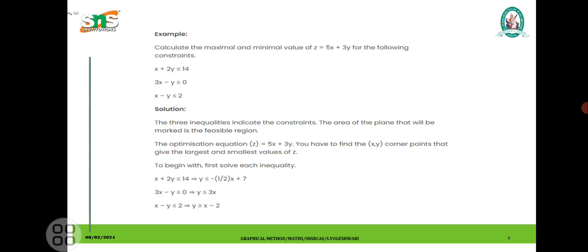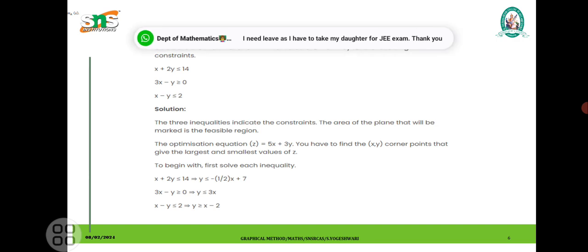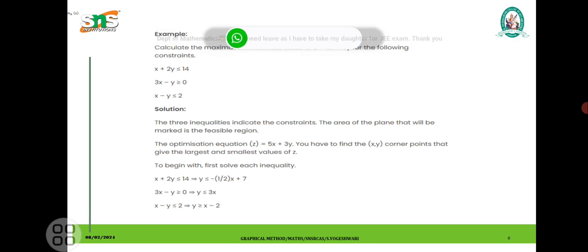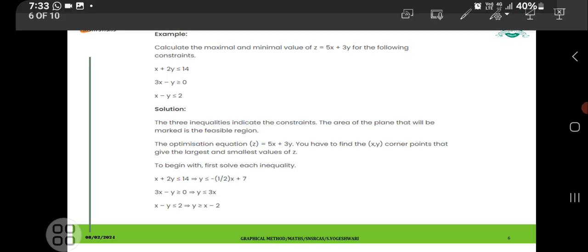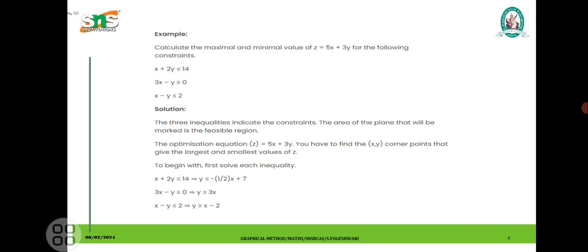Let us see an example here and understand the concept of linear programming in a better way. Example: calculate the maximal and minimal value of z equal to 5x plus 3y for the following constraints. x plus y is less than or equal to 4, 3x minus y is greater than or equal to 0, x minus y is less than or equal to 2. Solution: the three inequalities indicate the constraints, and the area of the plane that will be marked is the feasible region. The optimization equation is z equal to 5x plus 3y. You have to find the xy corner points that give the largest and smallest value of z.